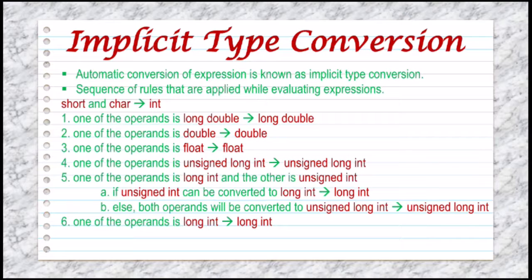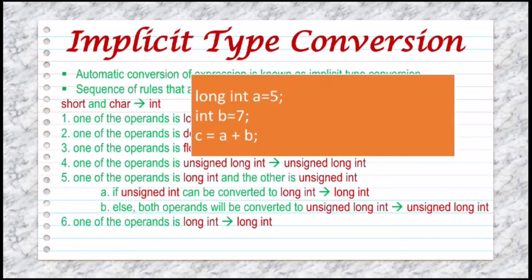So the sixth rule is, else if one of the operands is long int, the other will be converted to long int and the result will be long int. So in the given example, we have declared variable a as long int and variable b as int. So after calculation, that is a plus b, the answer will be saved in long int.